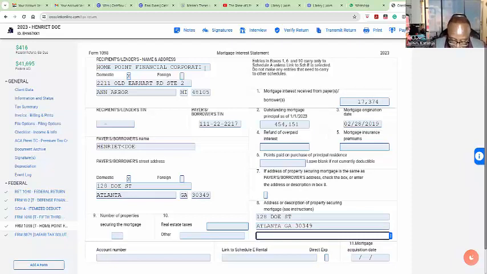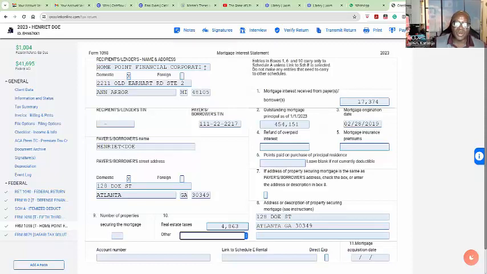Then on line 10, line 9 has nothing. Has 0. Then on other 10, there's 4,862.71. Okay. So we could still have put it on other because it's showing other, or we can still put it on the real estate taxes. Actually, those are real estate taxes.